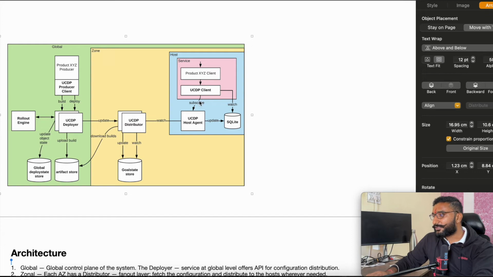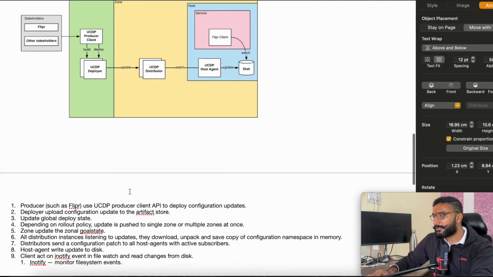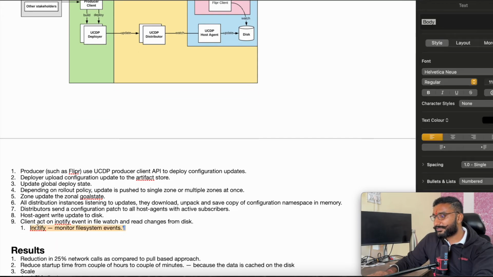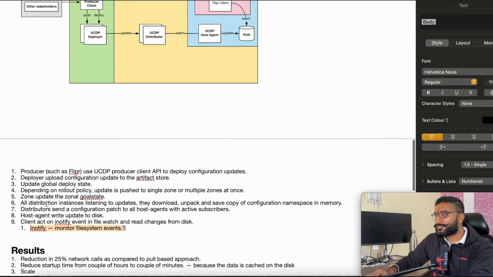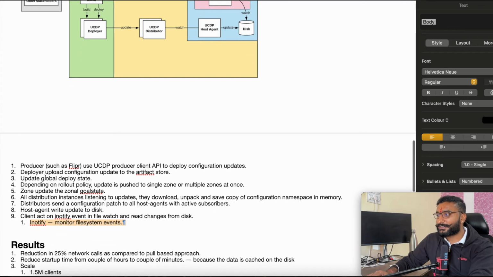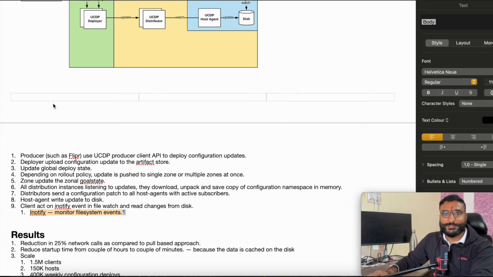Okay, and then whenever there are new updates based on a notification event, like whenever there are any changes made to the file system, depending on this inotify event, if there is any update, it is consumed by the service and then it is utilized in the service itself. So these are the steps which I described right now, and they were discussed with the Flipr architecture in our previous video, and Flipr was responsible for storing these configurations.